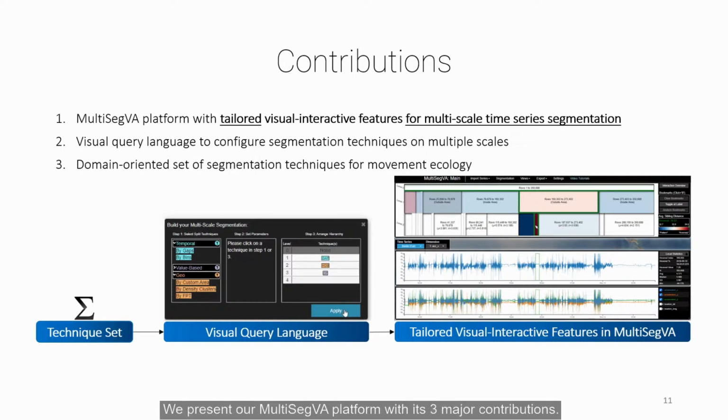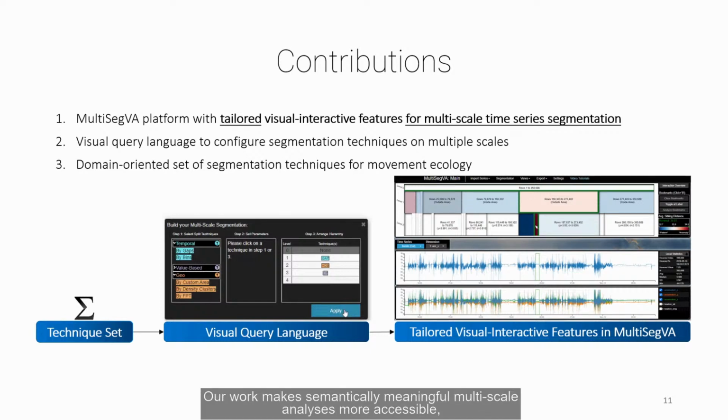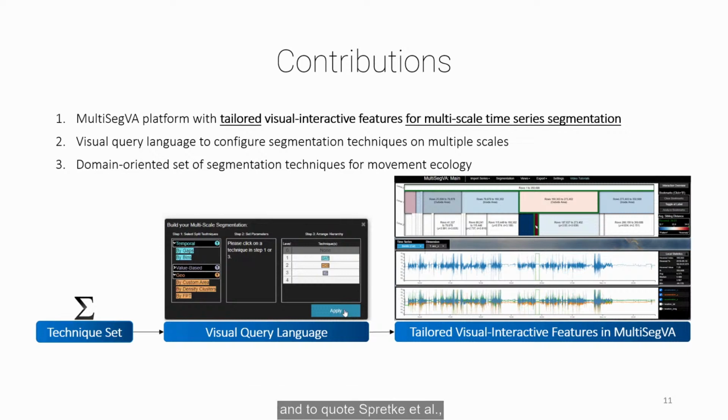We present our MultiSegVA platform with its three major contributions. Our work makes semantically meaningful multiscale analysis more accessible, and to quote Spretke et al., it is certainly another step forward to empower the animal tracking community and to foster new insight into the ecology and movement of tracked animals.